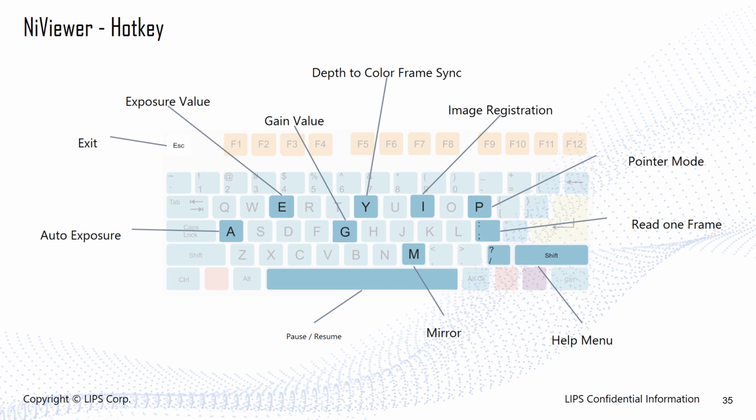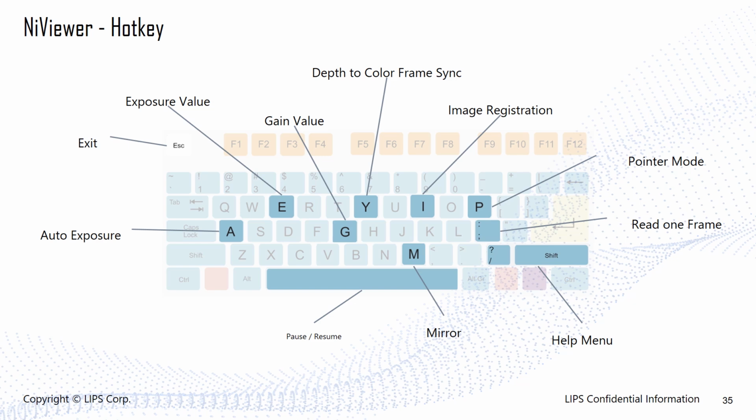Capital E or minor E for increasing or decreasing the exposure. Capital G or minor G for increasing or decreasing the gain. Y, which turns on or off the color frames from the RGB sensor being synchronized with the depth sensor. I, which turns on or off the image registration between the points of the depth to the exact location on the RGB. The M, where it mirrors the image streaming.